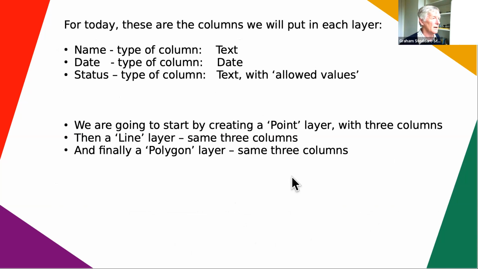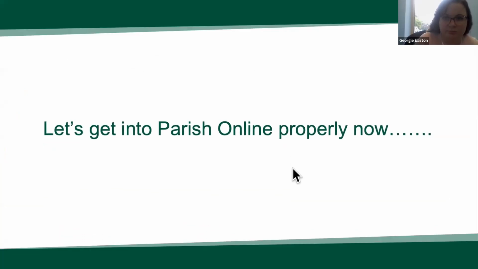So we're going to create the layers. It'll be exactly the same as this morning. Under each layer, we're going to put a name, a date, and a status. And the first one we're going to create this time is a point layer. This morning you probably did polygon, but now we're going to start with point. The idea being that you can see the difference at the end of this little session between points layers and polygons, which is nice. So they're all going to be the same.